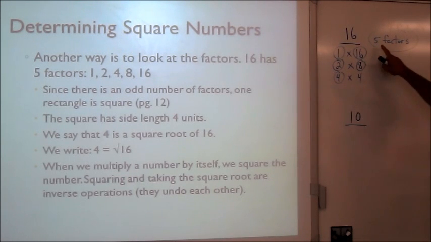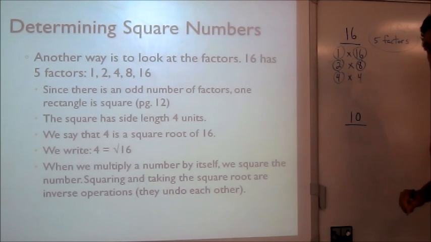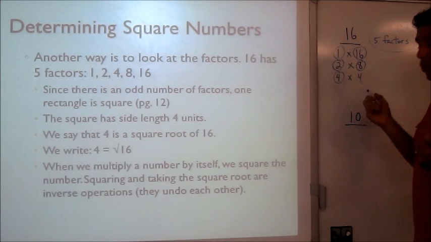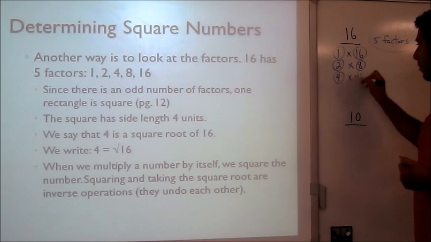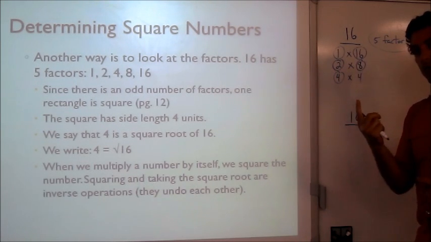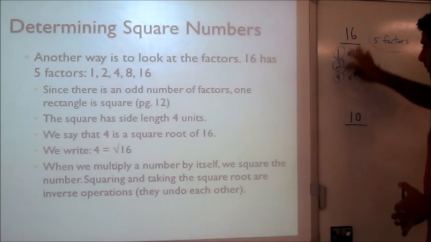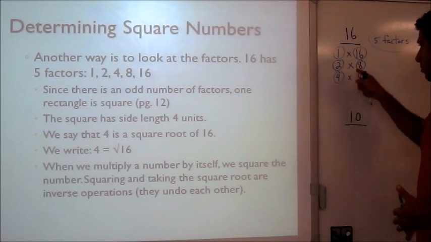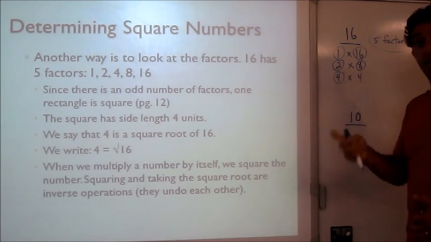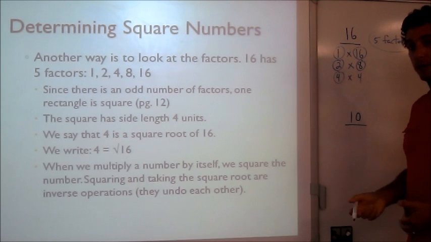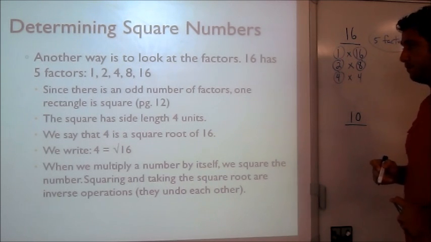Okay, there are 1, 2, 3, 4, 5 factors, just like it says over here. Okay. Now, since there is an odd number of factors, we know that the number 16 is a square number. And we know that because you only count each number that appears here once. And if you have an odd number of factors, that means that one of those factors appears twice on the list, and we only count it once. So whenever there is an odd number of factors, you know that you have a perfect square number.